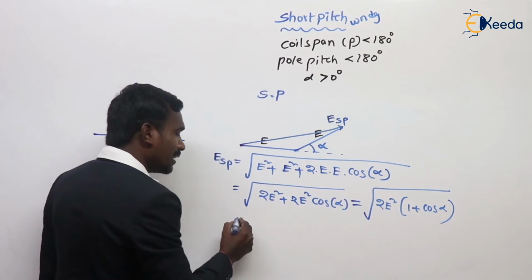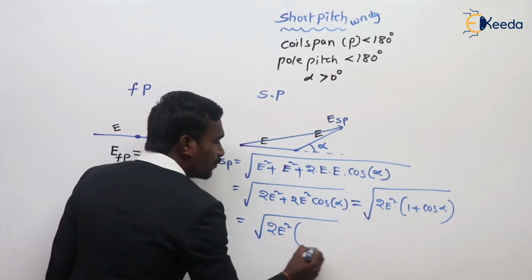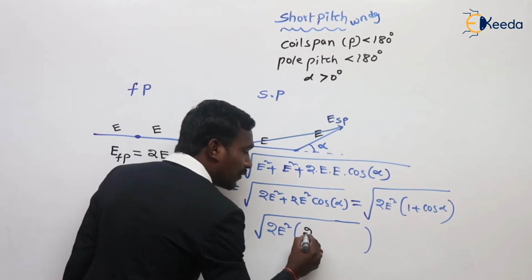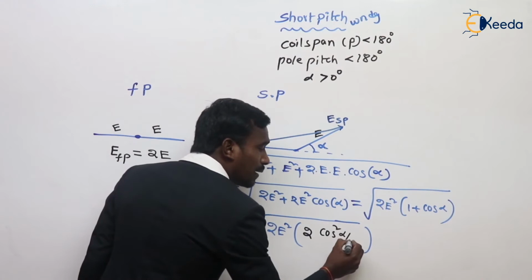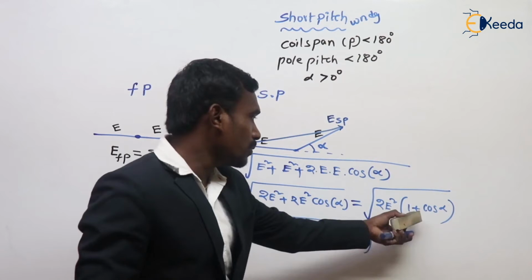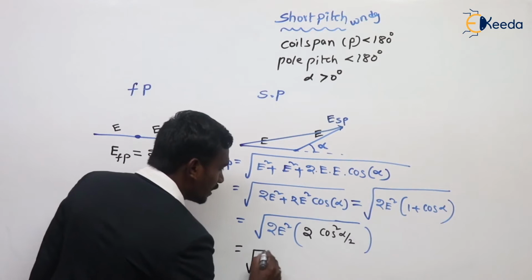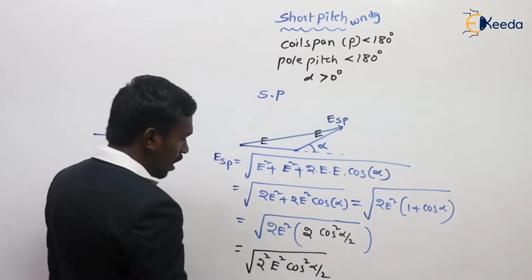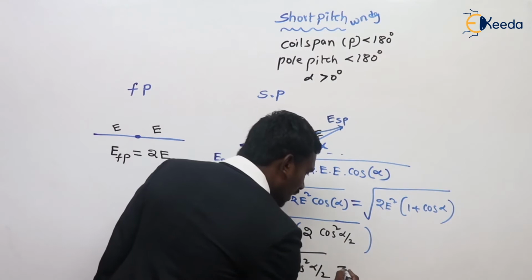Now tell me, how can 1 plus cos alpha be written? 1 plus cos alpha can be written as 2 cos square alpha by 2. So now tell me, what is finally our answer? 2 square and E square and cos square alpha by 2. All the squares get cancelled by the square root. So what is the answer? 2E cos alpha by 2.